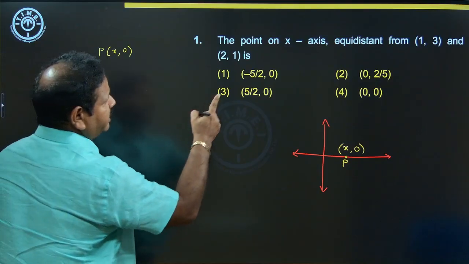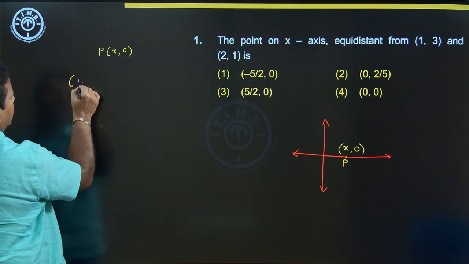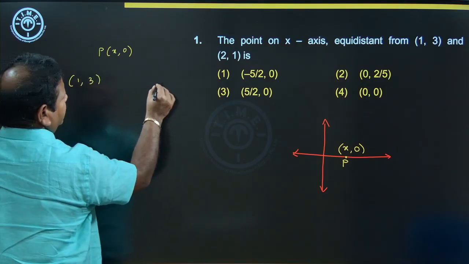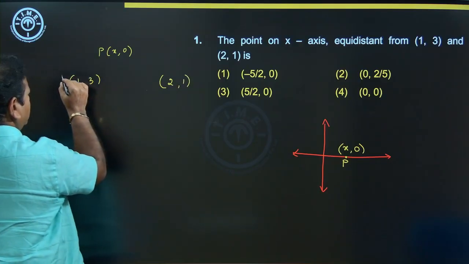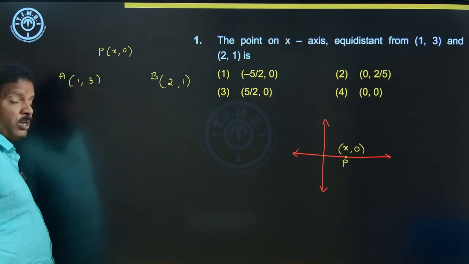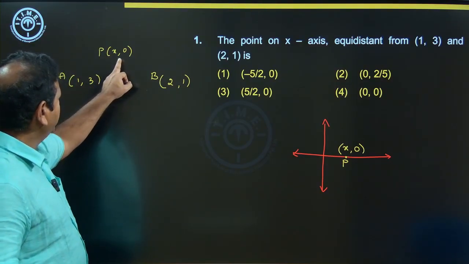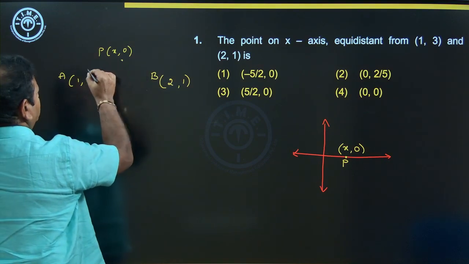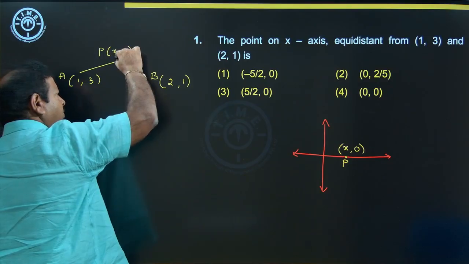This point is equidistant from (1, 3). The second point is given by (2, 1). So let us name them as A and B. The question says the point is equidistant from these 2 points, so the distance between P and A is nothing but the distance between P and B.